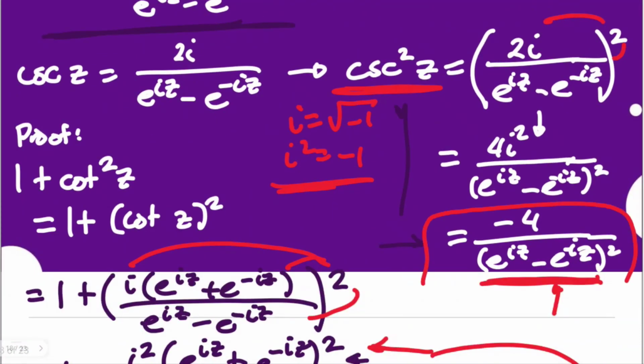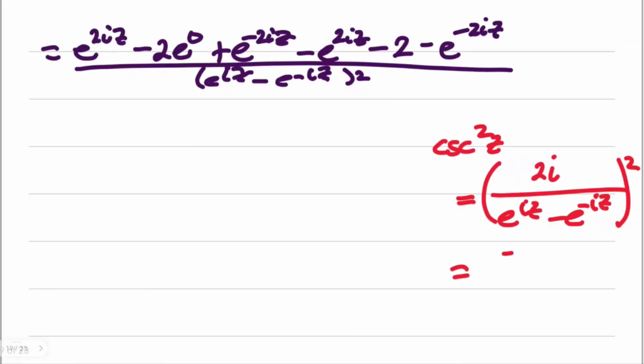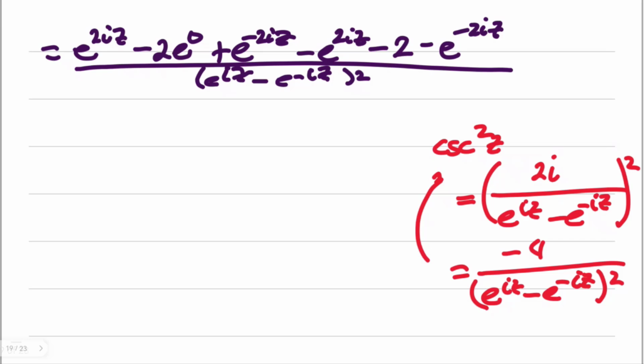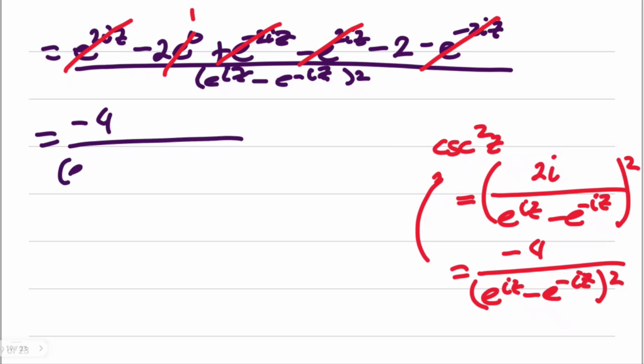If we could arrive at that, then we're already fine. It's actually equal to negative 4 over e to the power of iz minus e to the power of negative iz, squared. If we could reach that, definitely we are done. So what will happen here is, we have a positive e to the power of 2iz and a negative of that, so they cancel out. They equal 0. This again is equal to 1. So negative 2 times negative 2, I have negative 4. Next, take note that I have here plus e to the power of negative 2iz and a minus of that. Again, they will cancel out. So that's actually just negative 4 all over the same denominator we kept earlier.